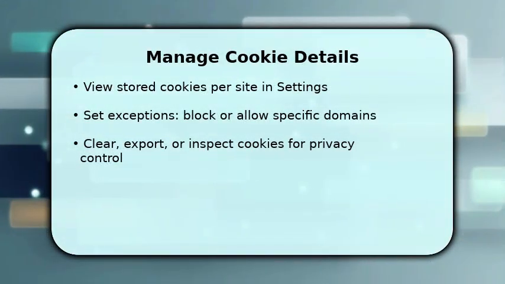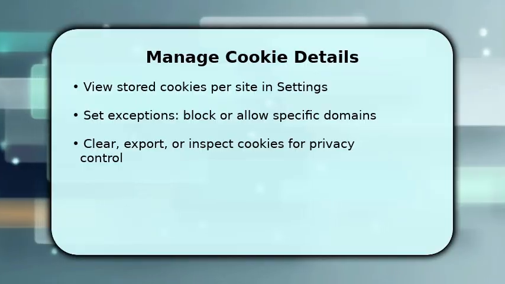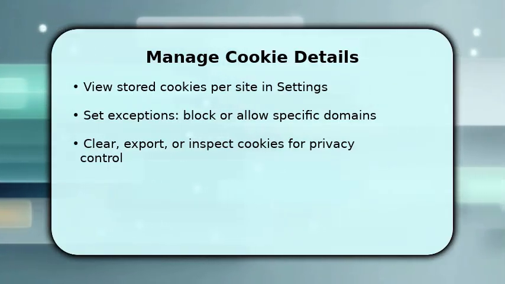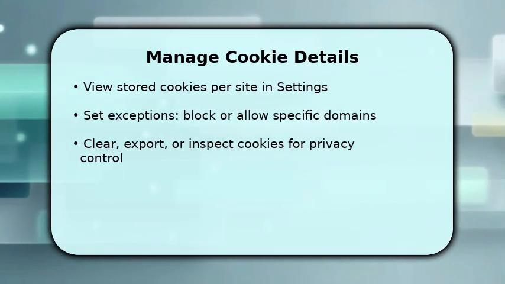Now you'll manage cookies in detail. Open site settings and tap Stored Data or Cookies to view cookies by domain. This shows what's saved and why. Once done, use exceptions to block trackers or allow essential domains. Type the domain and assign Allow or Block.